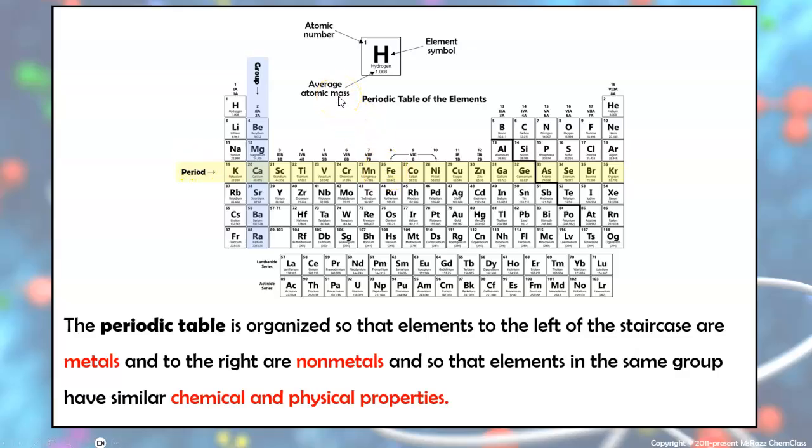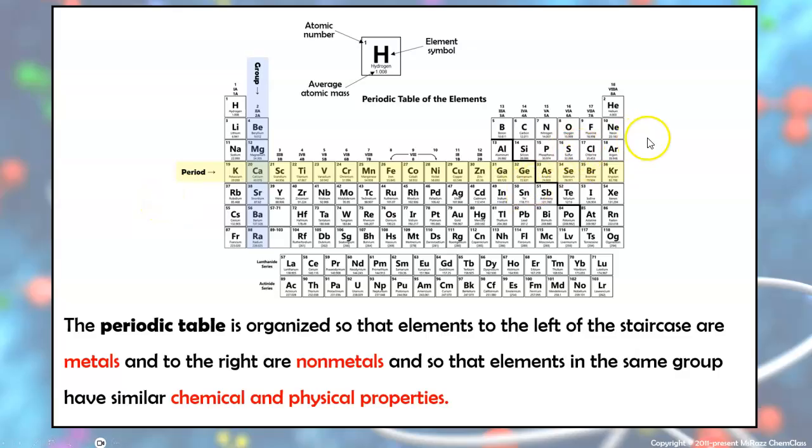Okay, using a periodic table, you will see this information on most periodic tables. You've got the atomic number, element symbol, element name, and then here on the bottom with the decimal is the average atomic mass. So the periodic table is organized so that elements to the left of the staircase, the solid black line on the periodic table, everything to the left of the staircase are metals.